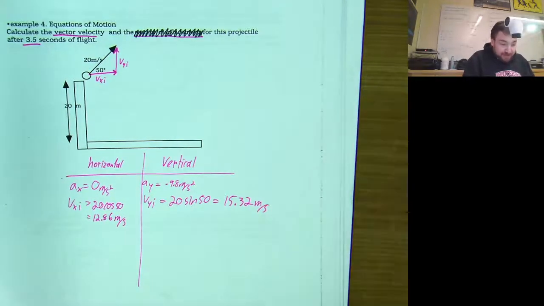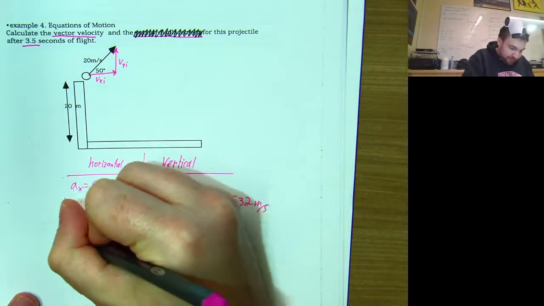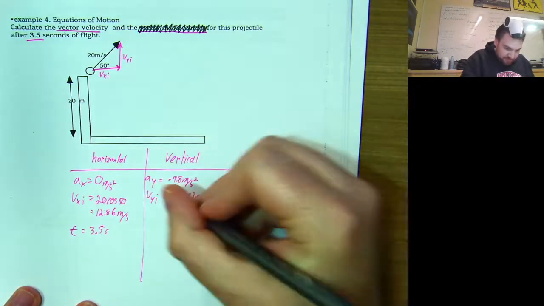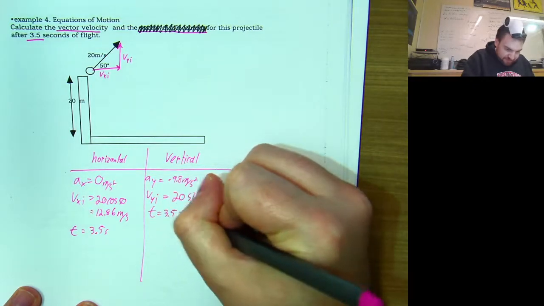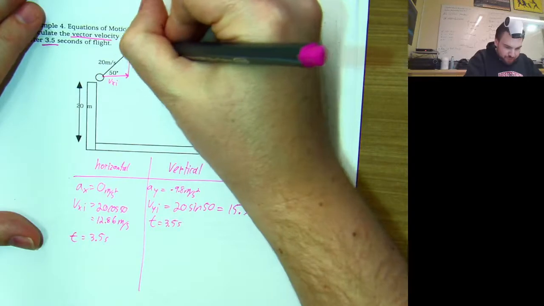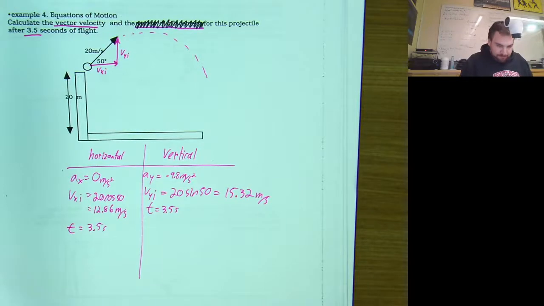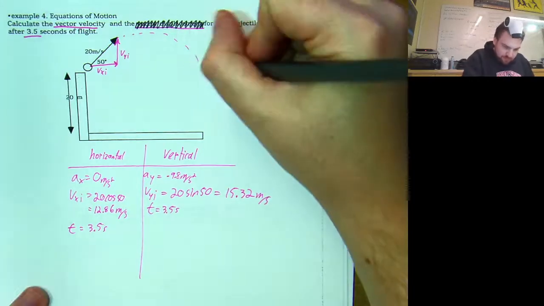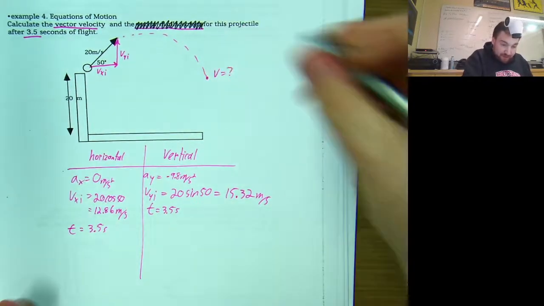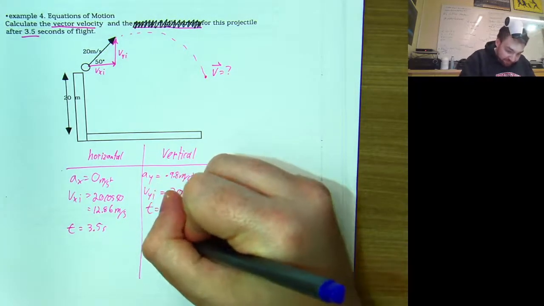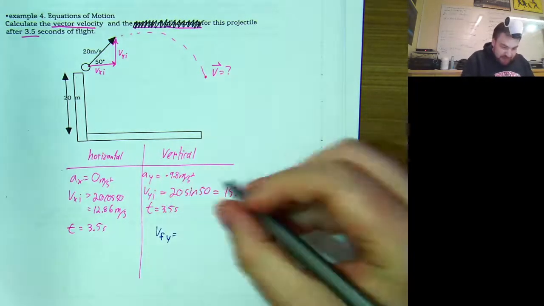And we actually know the time. T equals 3.5 seconds, somewhere in space. I want to know V equals question mark, and I want total V. So let's take a look at what we've got here. I can find V final in the Y direction. That's what I'm looking for.